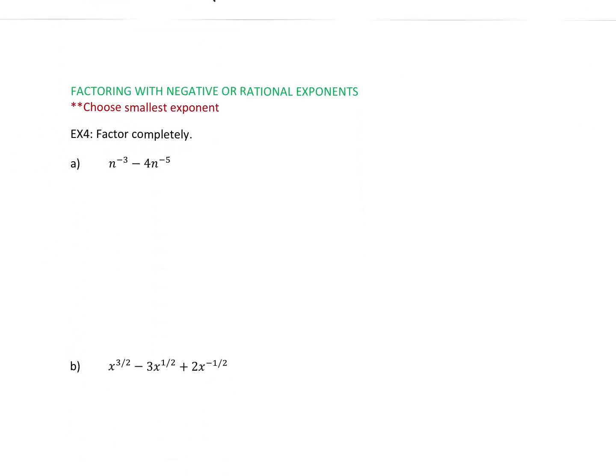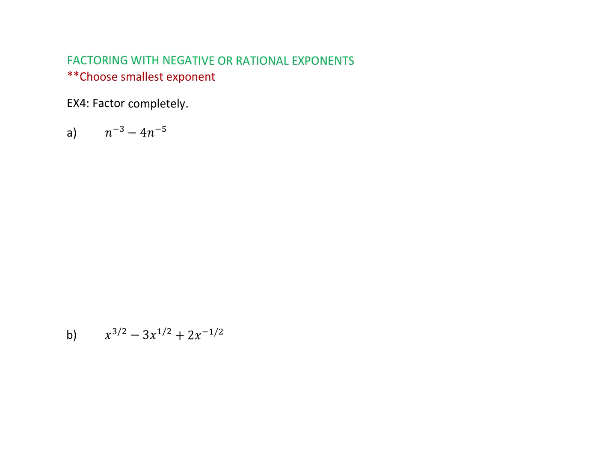Alrighty, so let's see. Moving on, last part, factoring with negative or rational exponents. So, one thing to note, when you're factoring something out, choose the smallest number exponent that you see. Okay, main thing to keep in mind. So this first one, for factoring completely, let's see, how would we factor this? Well, notice, again, we're talking about negative exponents, but don't worry, we can factor those. And again, the tip is to choose the smallest.